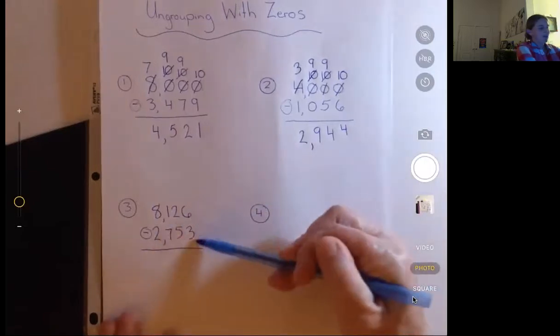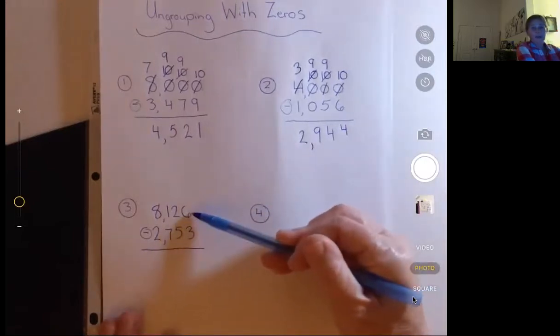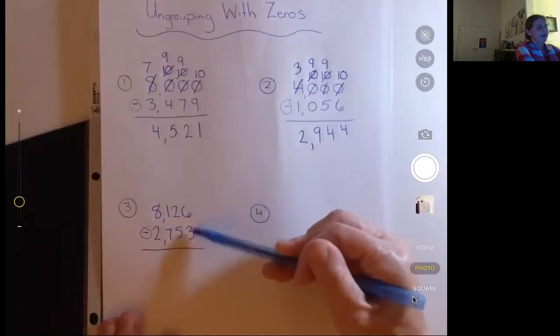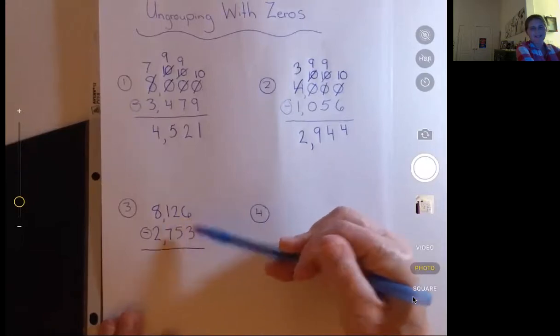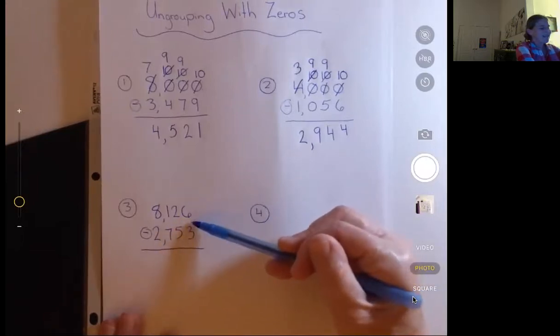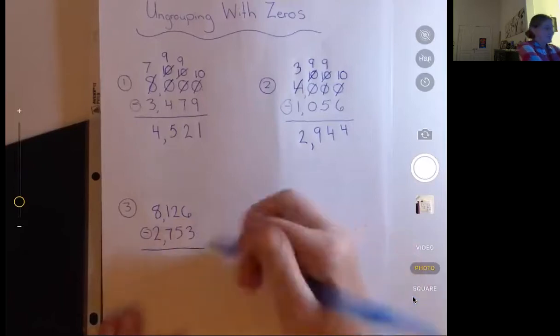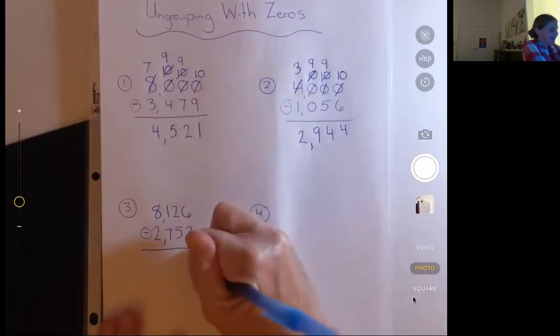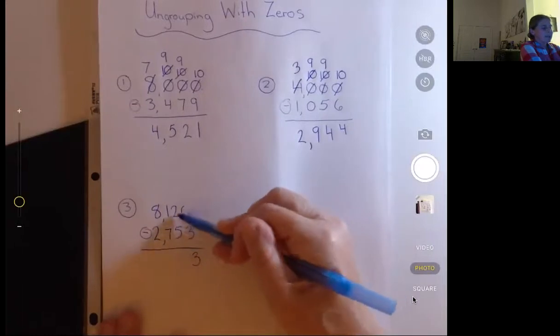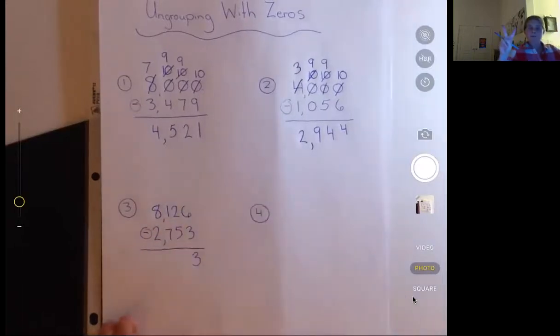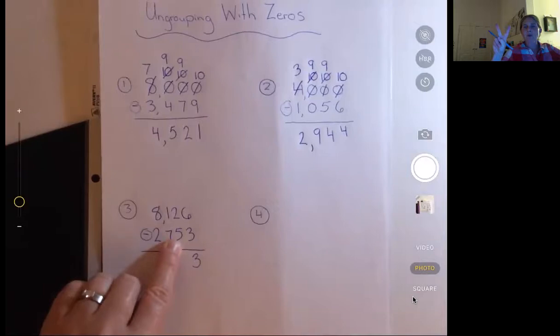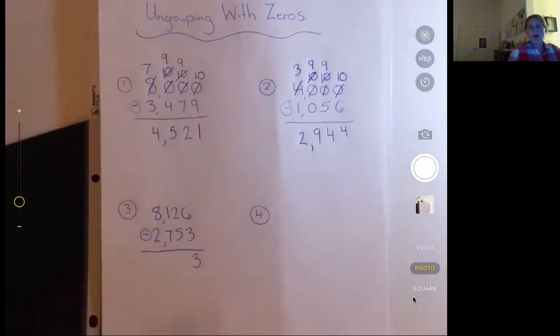I'm going to start in the ones place, and I'm going to start at the top. I always want to go top down, right? The top number, then I take the bottom number from the top number. All right, ones place. 6 minus 3. Wow, I can do it. Easy peasy. I move on to the tens place. I've got 2. I want to take 5 away. I don't have enough. This is where I'm going to need to ungroup.